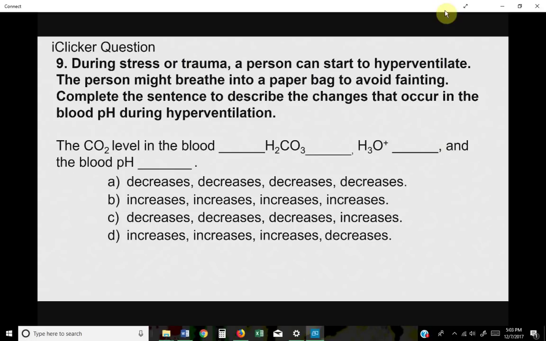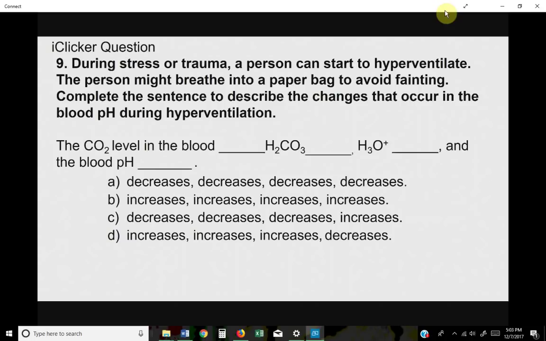So, during stress or trauma, a person can start to hyperventilate. The person might breathe into a paper bag to avoid fainting. Complete the sentence to describe the changes that occur in the blood pH during hyperventilation. So the word is during. The word is during hyperventilation, right?